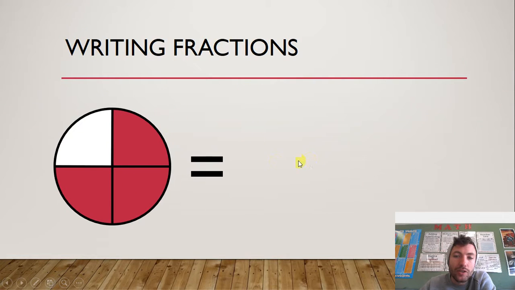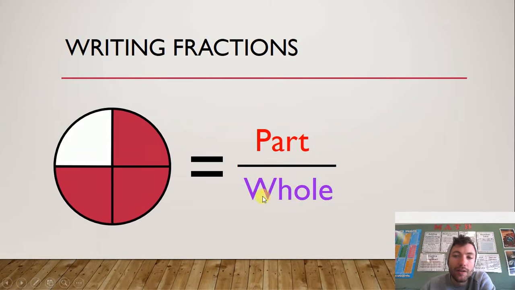To write the fractions, we're going to write it in fraction form. So we're going to have a fraction line, and we're going to have the part over the whole. So how many parts are coloured in over how many whole parts we have all together. In this case, we've got 3 coloured in, so we're going to have 3 on top, and there's 4 parts all together, so that's the whole. So we're going to have 3 over 4, or 3/4.